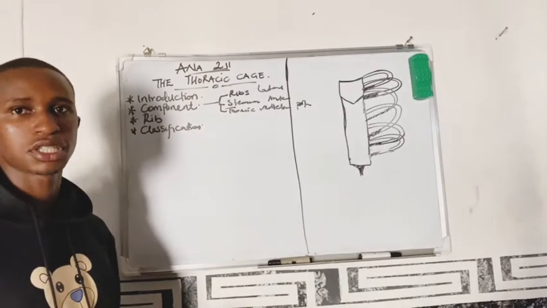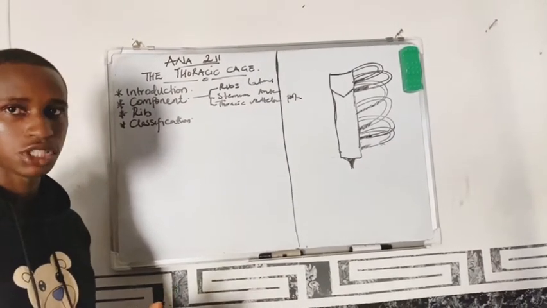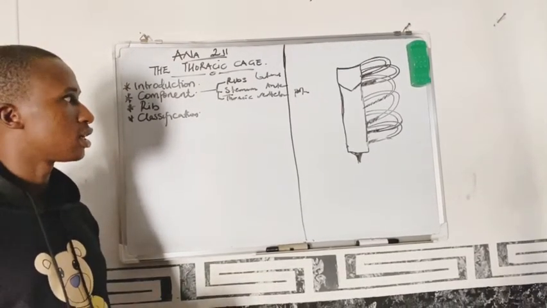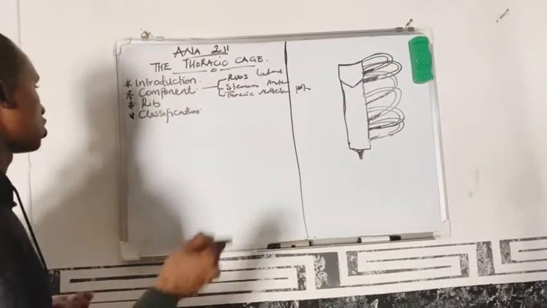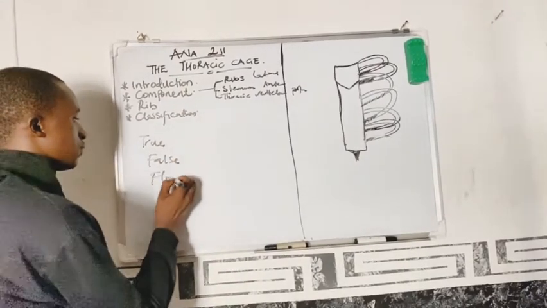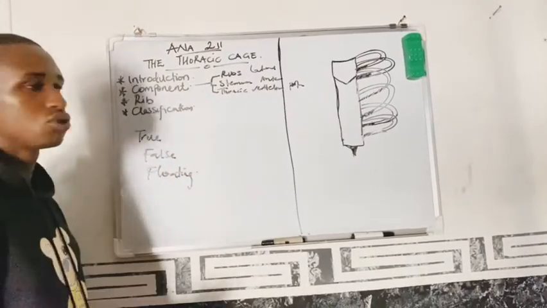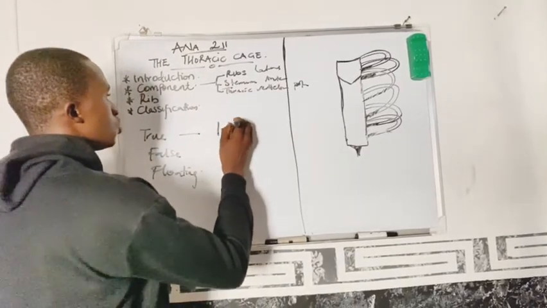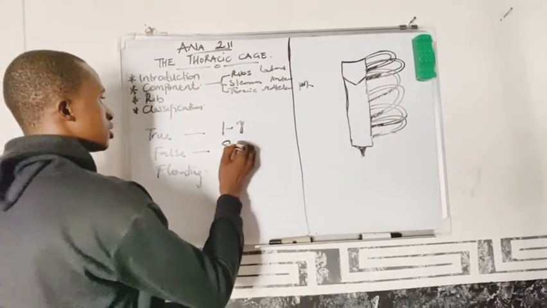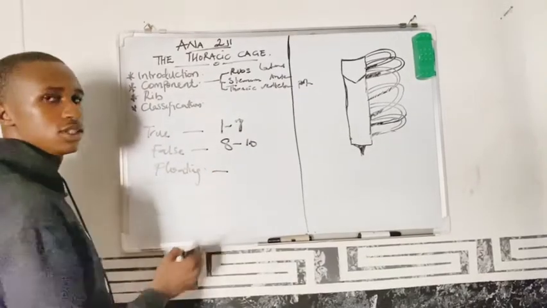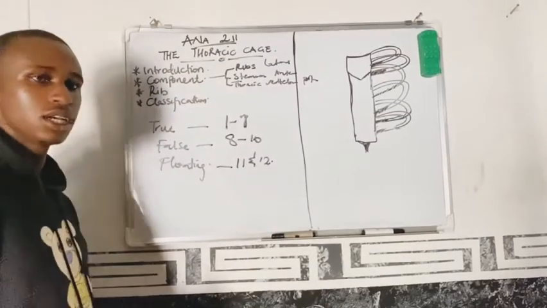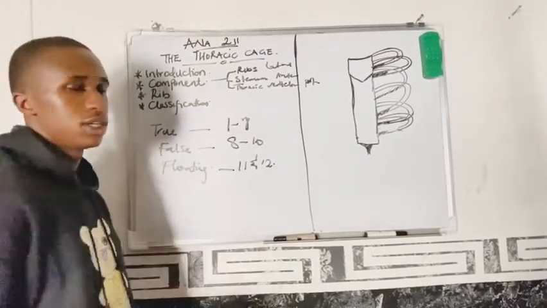Depending on attachment, ribs can be classified into true ribs, false ribs, and floating ribs. True ribs include rib 1 to 7. False ribs include rib 8 to 10. Floating ribs include rib 11 and 12. Now let's start with the true ribs, rib 1 to 7.